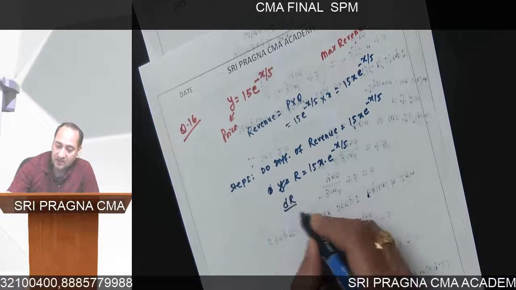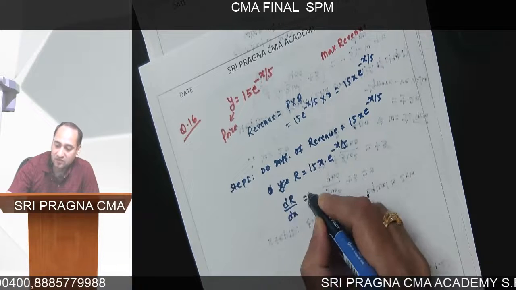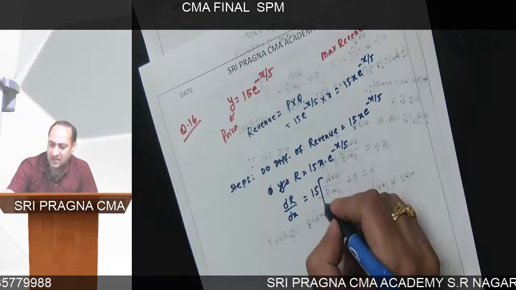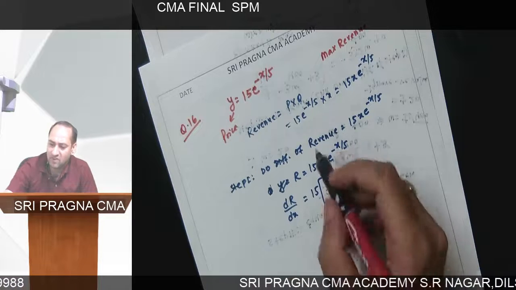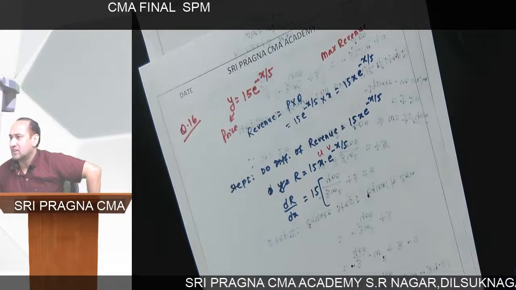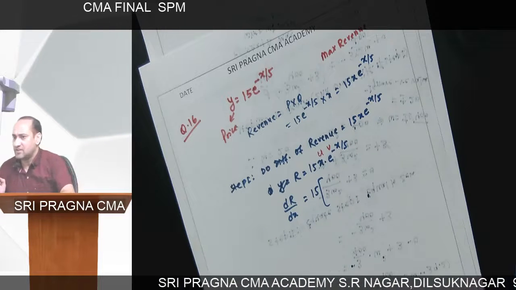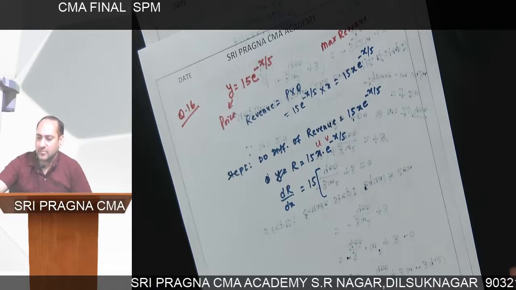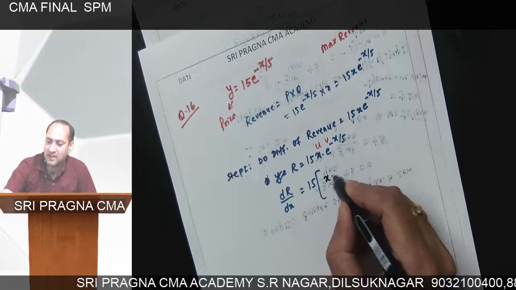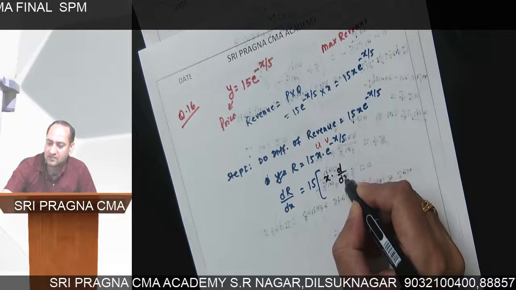Let us do the differentiation. dR by dx. So 15 is just a constant. Keep it in bracket. Don't you feel this is the form of u v? Don't you feel this is a form of u and v? It looks like the form of u v, right? So let us do this one. We are going to keep one number constant, put x constant and do the differentiation of this.